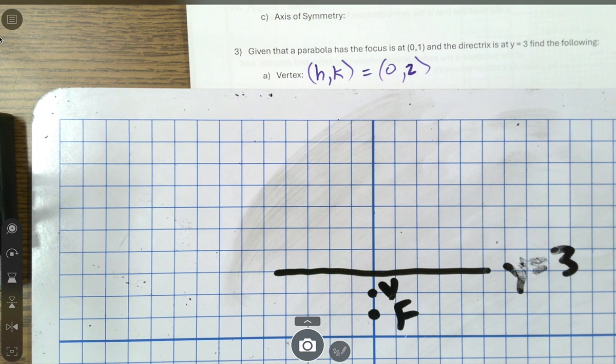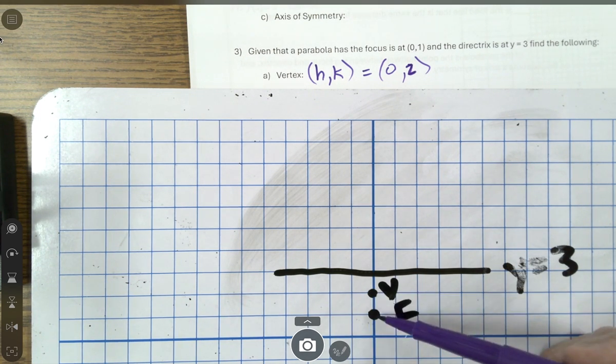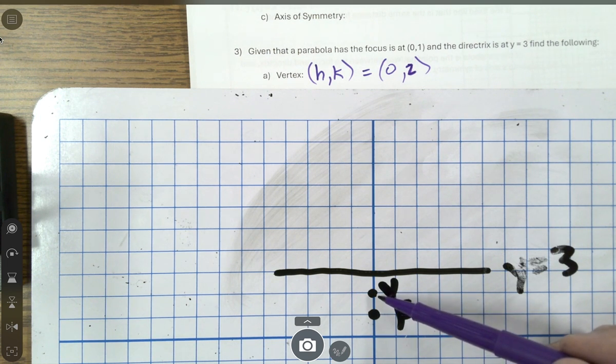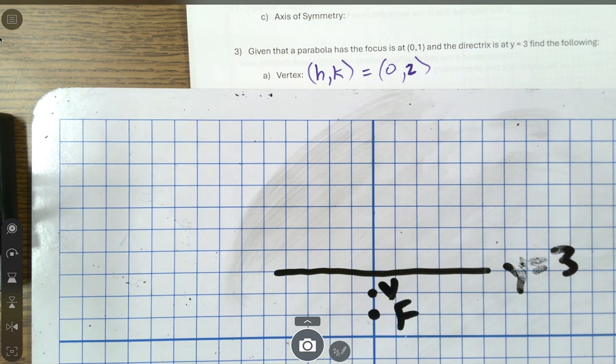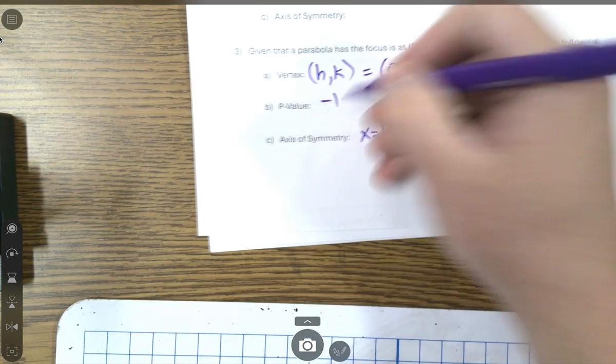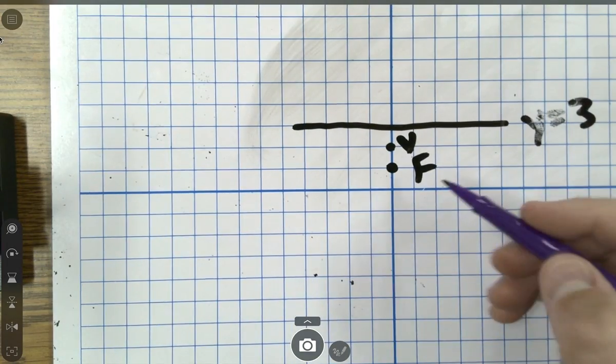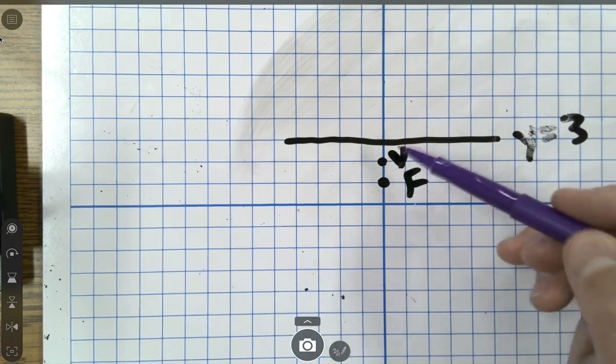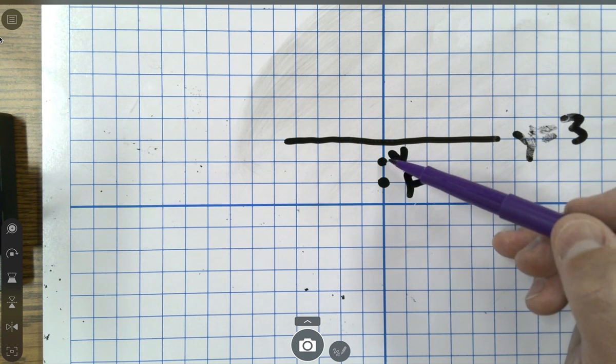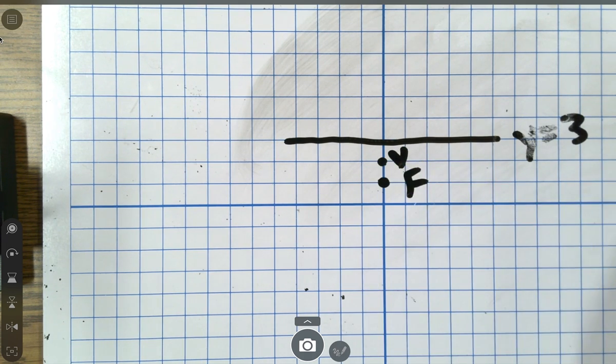My p-value is the distance from the vertex down to the focus. Notice I'm going down, so that's a -1. So my p-value is a -1 because my focus is below my vertex. To move from my vertex to my focus, I'm going down 1. That's a -1. And then we know the axis of symmetry.